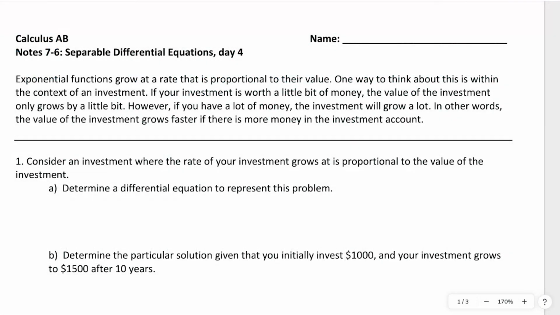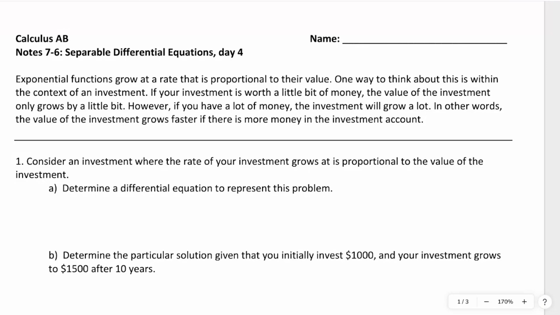So there's one last thing we need to go over in this unit, and that is a couple of different applications, or some word problems, we can solve with these differential equations. One type of function that you've worked with before, going all the way back to algebra 1 and before probably, is an exponential function. And one thing that's true about an exponential function is that it grows at a rate that is proportional to its value.